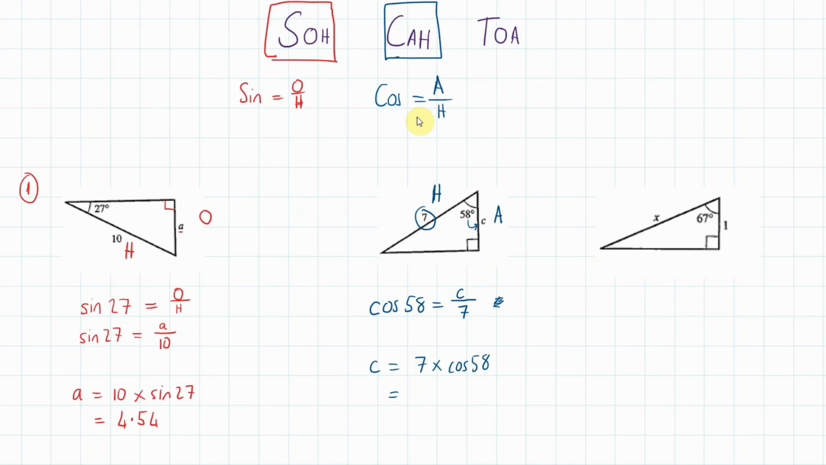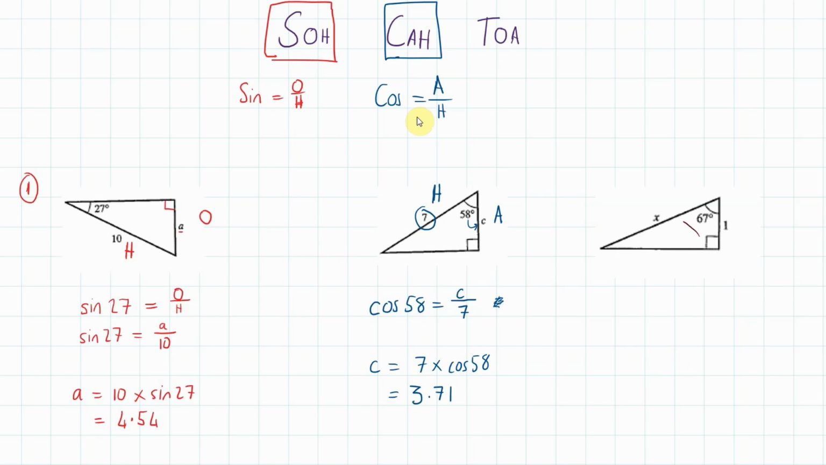Now what does this give us? 7 times cosine 58. What does that give us? Check it on your calculator. Have a go. I'm getting 3.71, and that's to 3 significant figures. Now the next one, let's see what we've got here.